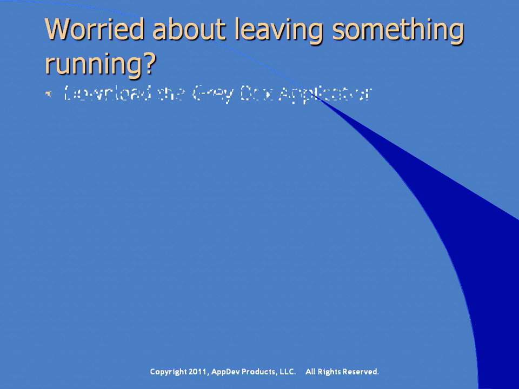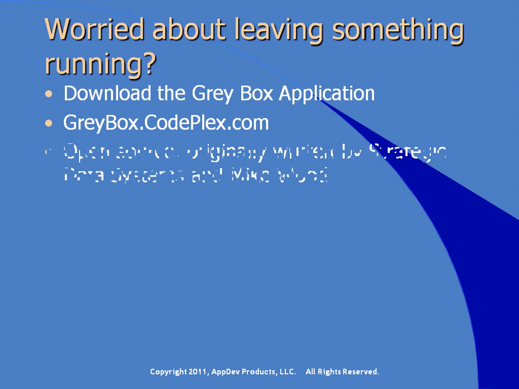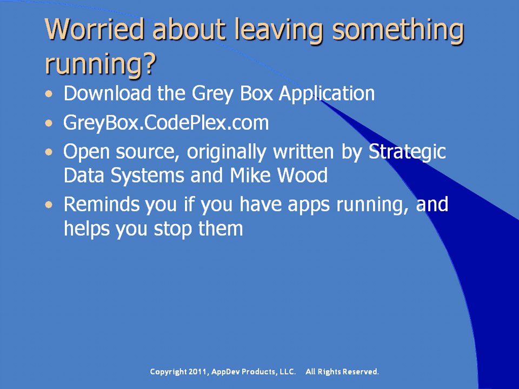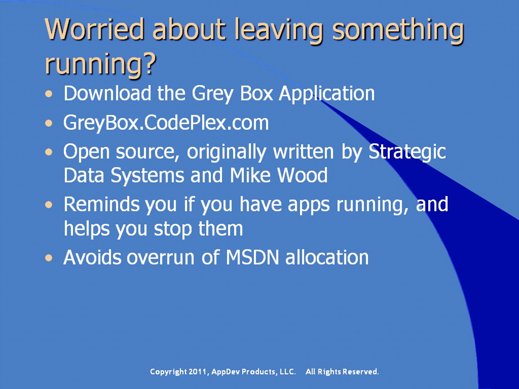So there's actually a nice utility out on CodePlex called the Gray Box application. It's out on graybox.codeplex.com, and it's an open source project. What it does is it reminds you if you have apps running, and it helps you stop them if you need to stop them. And the key thing is that it really avoids overrun of an MSDN allocation. So if you've got an MSDN account and you've deployed a lot of applications and a lot of databases, and you forgot about those, it will notify you that, hey, you have these deployed. Don't forget about them, and it'll notify you that you're approaching your allocated usage and space, and to do something about it.